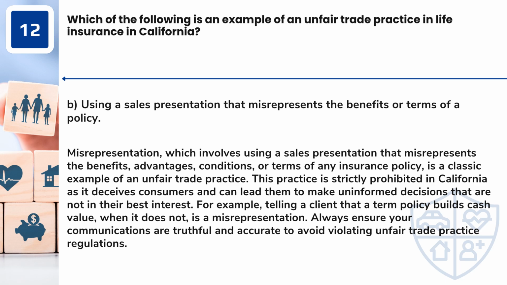Misrepresentation, which involves using a sales presentation that misrepresents the benefits, advantages, conditions, or terms of any insurance policy, is a classic example of an unfair trade practice. This practice is strictly prohibited in California as it deceives consumers and can lead them to make uninformed decisions that are not in their best interest. For example, telling a client that a term policy builds cash value, when it does not, is a misrepresentation. Always ensure your communications are truthful and accurate to avoid violating unfair trade practice regulations.